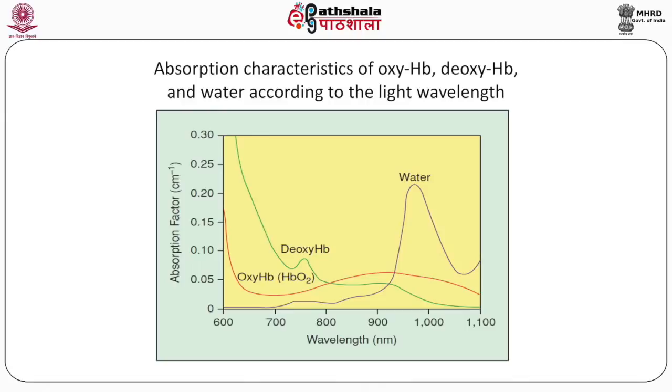Here we can see that oxyhemoglobin and deoxyhemoglobin have very distinct optical properties in the range of 700 to 900 nanometer. The difference in this particular wavelength range can be used to assess their amount in this technique of fNIRS. Whereas water has its peak at a wavelength of around 1000 nanometer. So there is a difference between both oxyhemoglobin and deoxyhemoglobin and water, and also a difference between the oxyhemoglobin and deoxyhemoglobin.